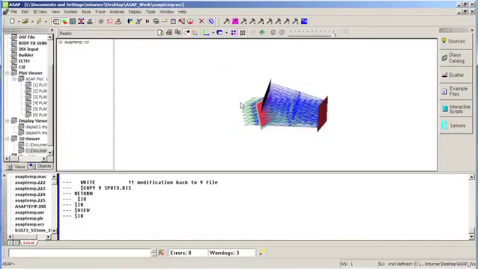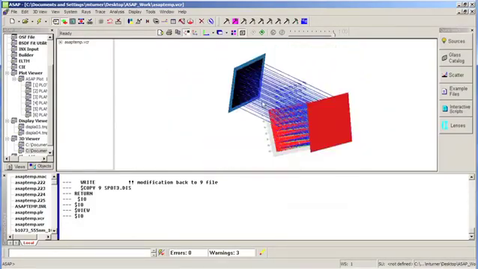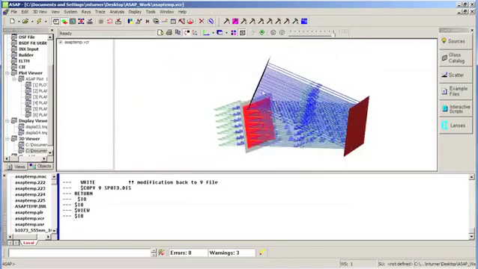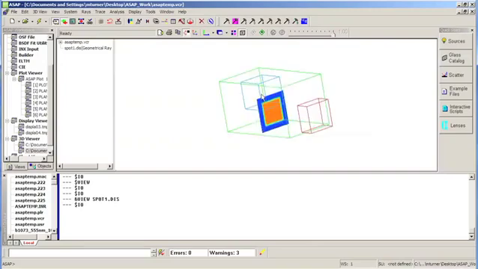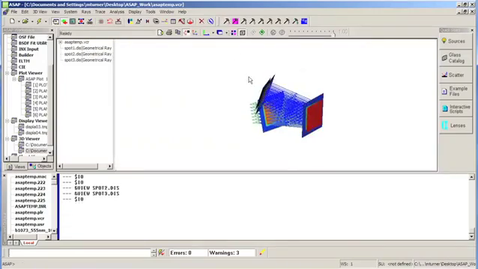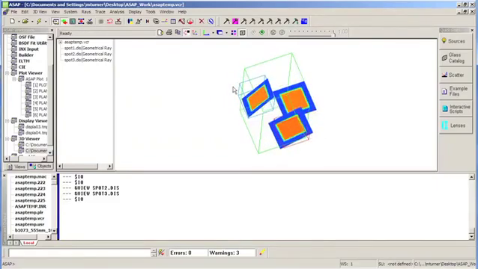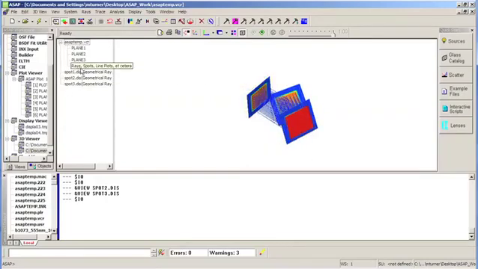And what we've done is taken the view of the geometry, and on top of that view of the geometry, we can overlay the individual spot diagrams. And as we rotate around, we can see the spot distributions or radiance patterns on each of the surfaces. And let me hide the rays because it makes it a little bit easier to see.